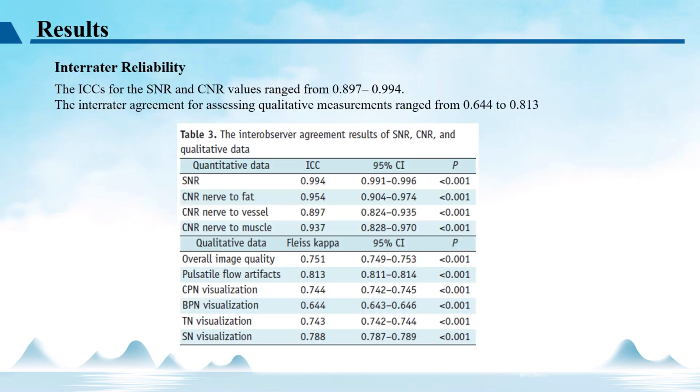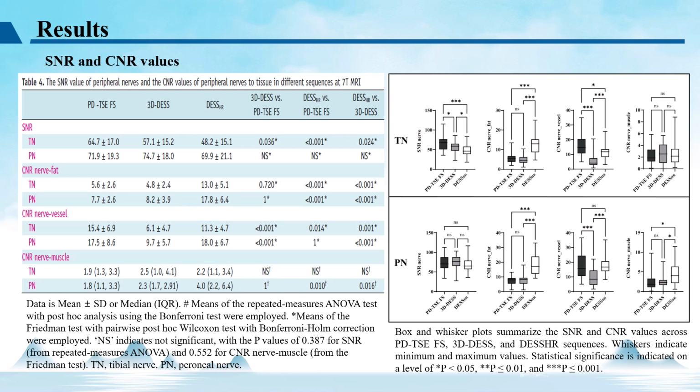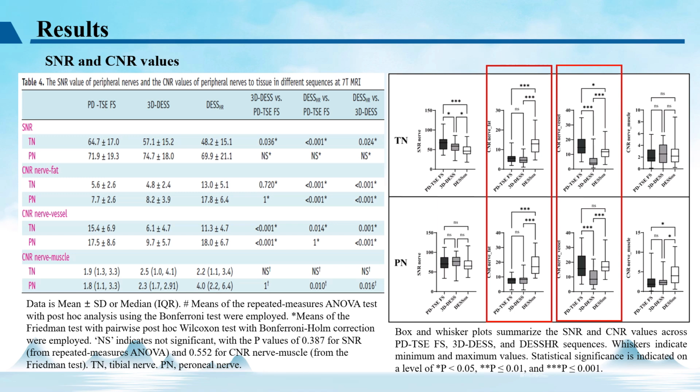Part 3: Results. The ICC for the SNR and CNR exceeded 0.8. The inter-rater agreement for assessing qualitative measurements ranged from 0.6 to 0.8. As this table and figure show, the SNR and CNR for the tibial nerve and the peroneal nerve were compared across three sequences. Regarding the SNR of nerve to fat, the DESS HR sequence was higher than those of the PD and the 3D DESS sequences. Regarding the CNR of nerve to vessels, PD and the DESS HR sequence were higher than that of the 3D DESS sequence.